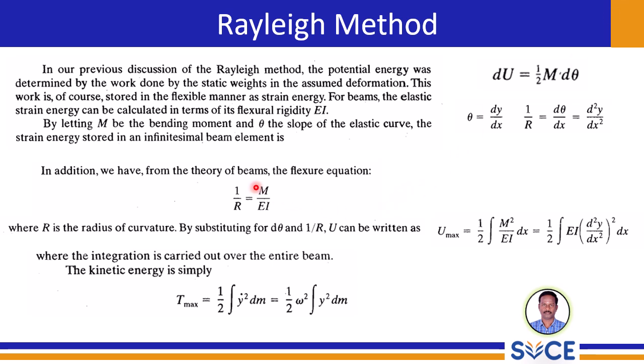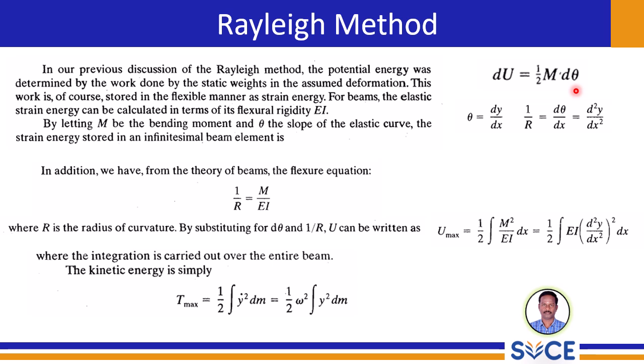The potential energy in the beam is stored as strain energy due to its deformation. When the beam bends, the fibers on one side stretch and the other side are compressed, storing elastic potential energy. We can express the strain energy dU stored in an infinitesimal element of the beam as half into M into d theta, where M is the bending moment acting on the element. D theta is the small change in slope over that element.